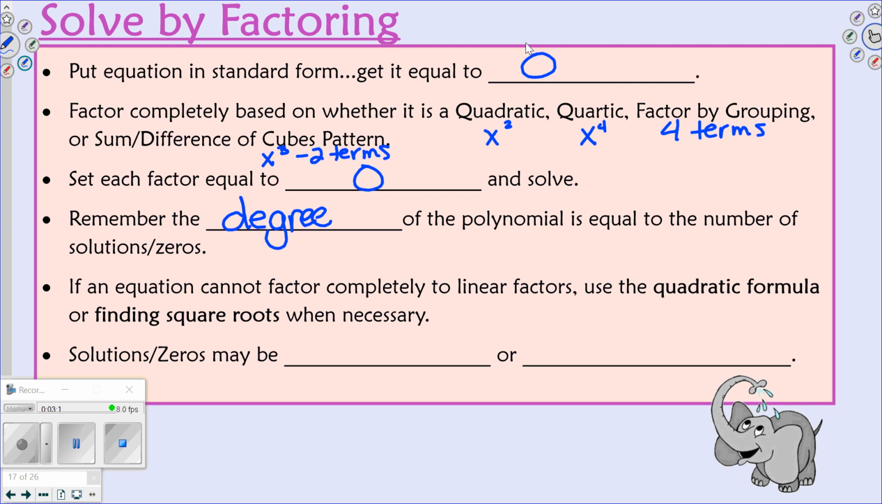Like, if you're going through your solving, you're like, yep, I got my 2 answers. And you're like, whoa, it's x to the 4th. Why do I only have 2 answers? That should be a red flag for you.